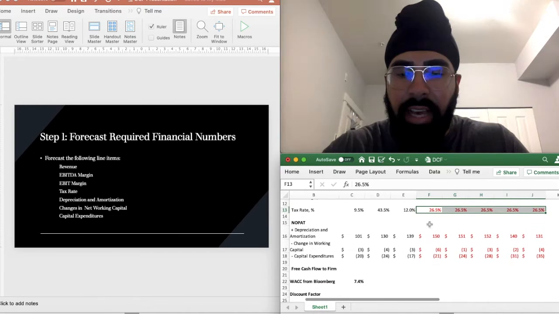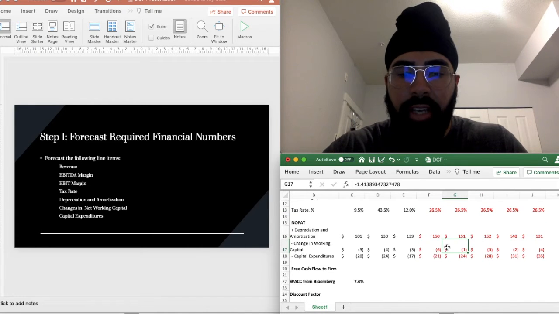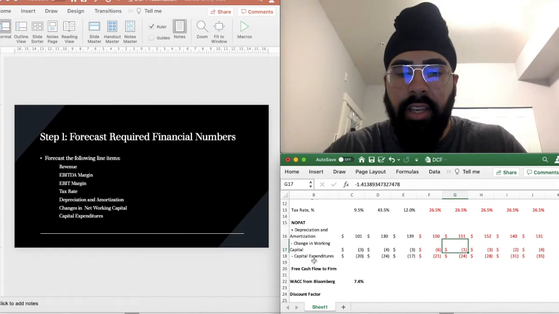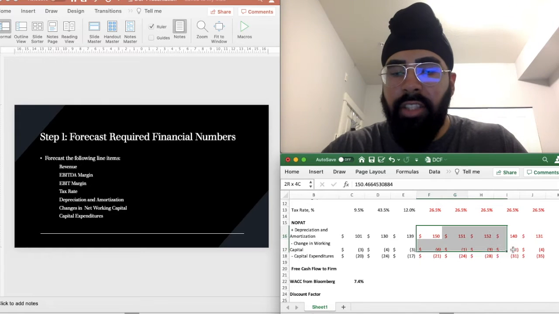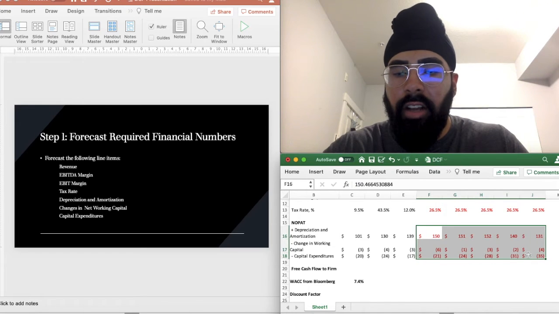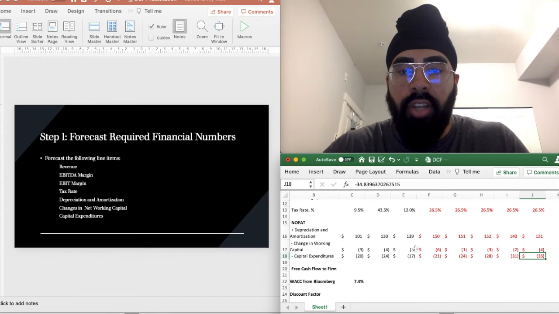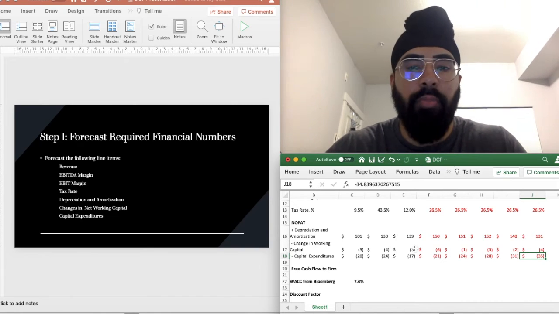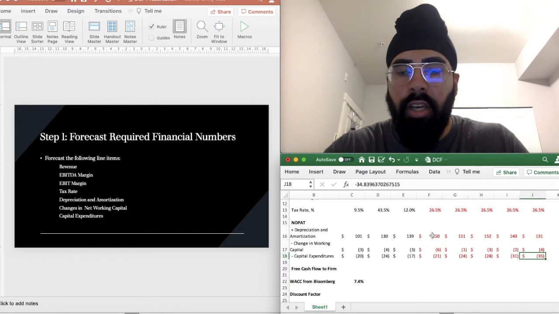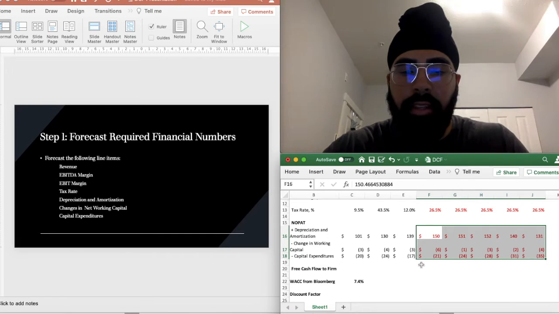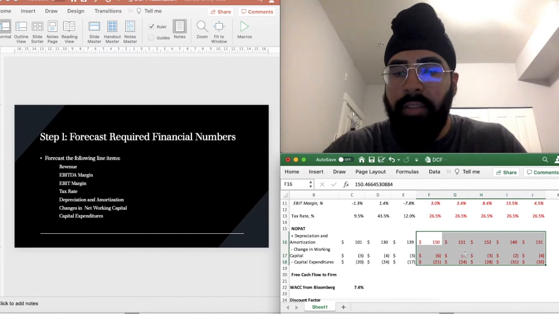And the last three things we're forecasting are depreciation and amortization, change in working capital, and capital expenditures. And again, these forecasts right here in the red are just numbers I pulled from Bloomberg. Usually there's a lot more thought that would go behind this when you're actually doing a proper analysis of a company. But for today's sake, I'm just showing you a very basic method, as I've said. So we're done with step one.